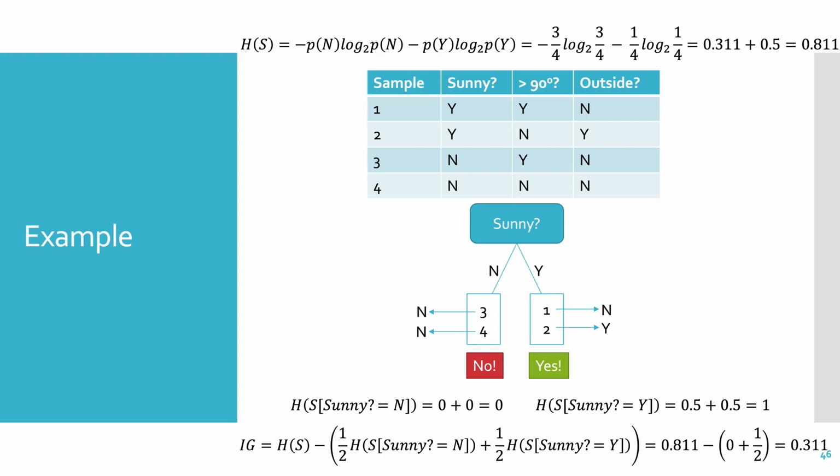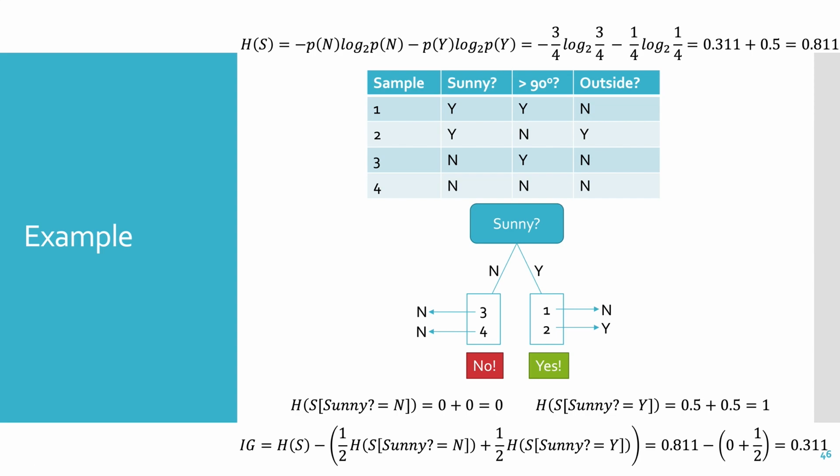Remember that information gain is the entropy of the whole set minus the probability that a particular sample ended up on one side of the split times the entropy of that side of the split, plus the probability that the sample winds up on the other side of the split times the entropy of that side of the split.